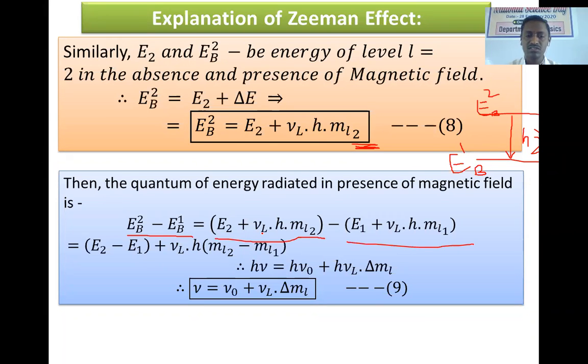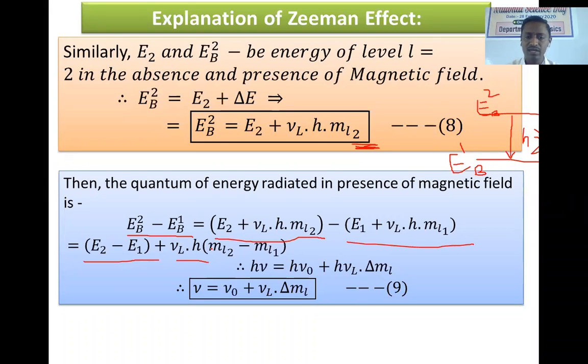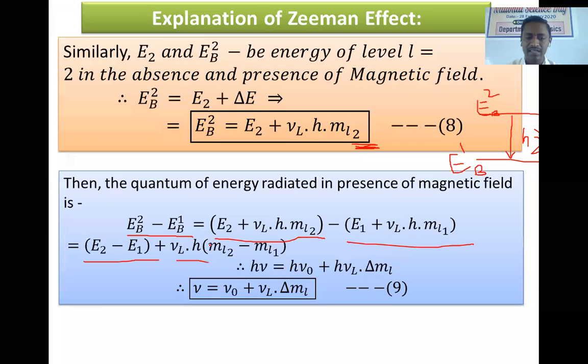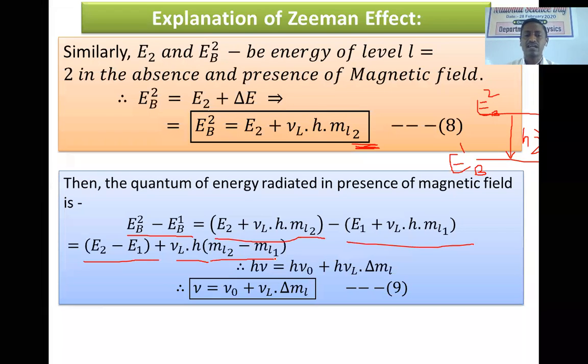Now from both the terms, E2 and E1, take in one bracket as E2 minus E1, plus nu L into H. In both the brackets, nu L into H are common terms, and in the bracket we have Ml2 minus Ml1. So Ml2 minus Ml1 is the change in value of the magnetic orbital quantum number during transition. So in place of Ml2 minus Ml1, we can write the change in ml, that is delta ml.